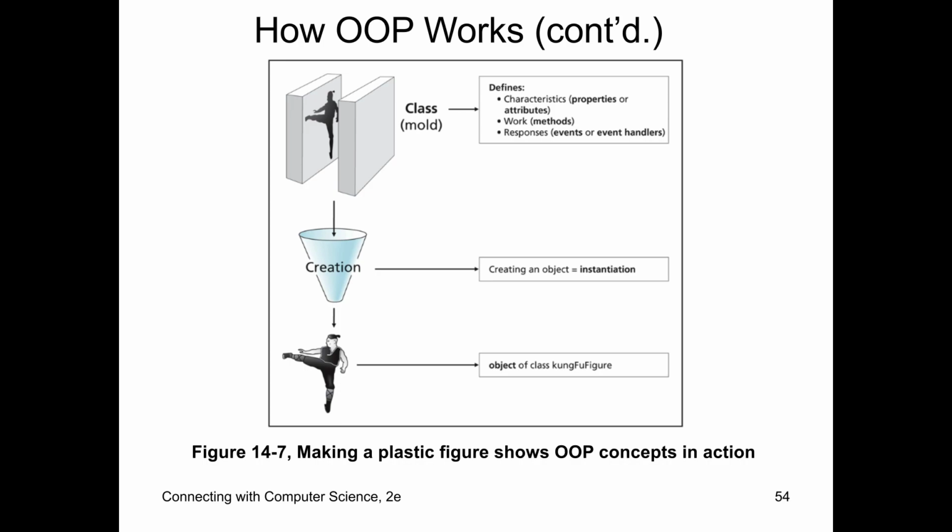Then the creation. This is the instantiation of this. This means that I'm going to create an action figure. The end result is an object of class Kung Fu figure. So, looking at this, this is the mold and this is the end result. Well, this is all I care about. So when I instantiate or create this action figure, I create a mold, I set some properties and methods, and listen for events on the creation, and this is my end result.